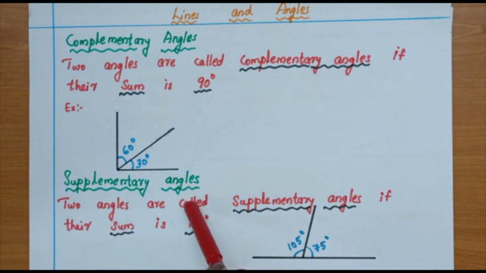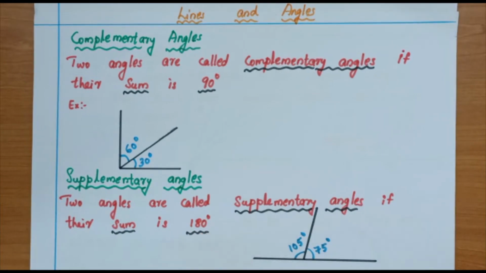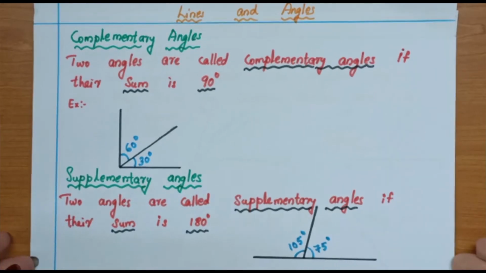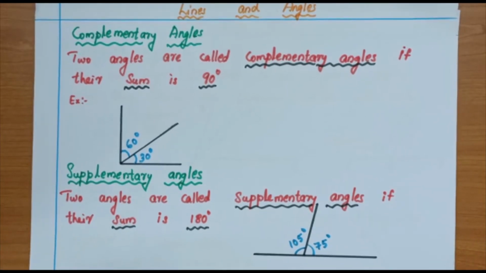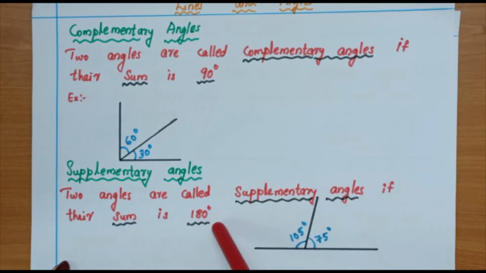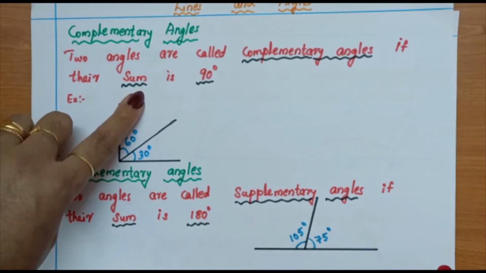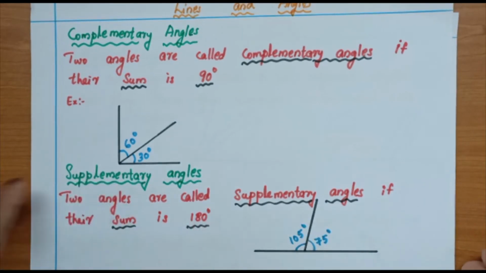Then what are supplementary angles? Two angles are called supplementary angles if their sum is 180 degrees. When we add two angles, we must get the answer 180 degrees if they are supplementary angles. So when the sum of two angles is 90 degrees, they are complementary angles. When the sum of two angles is 180 degrees, they are called supplementary angles.